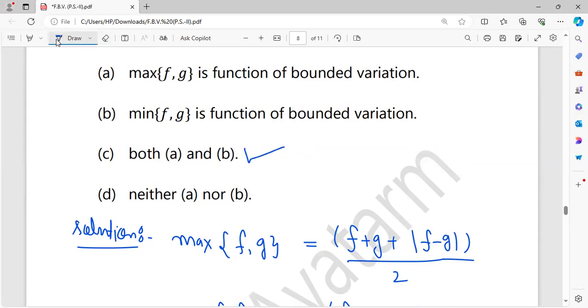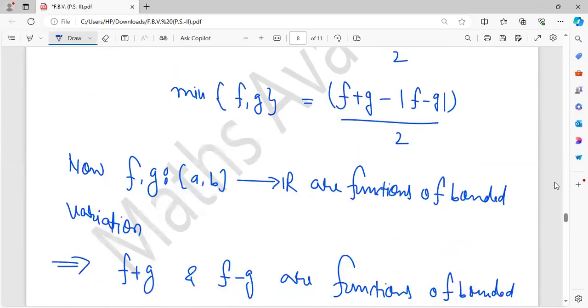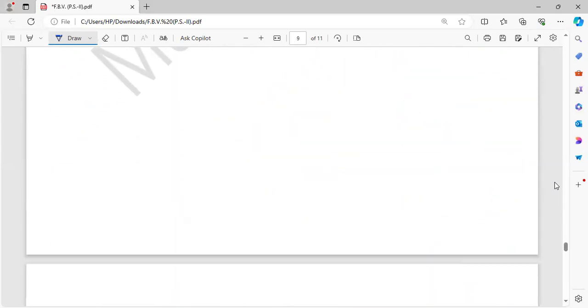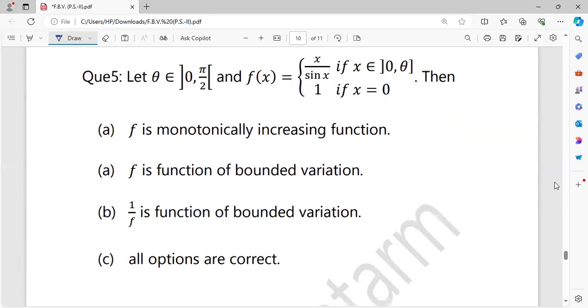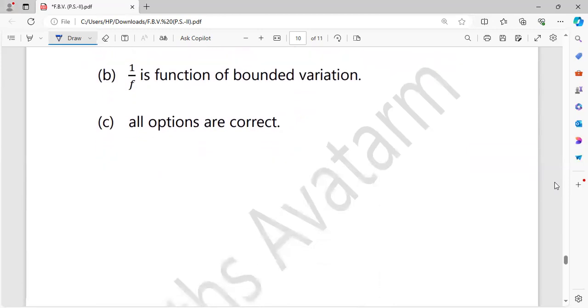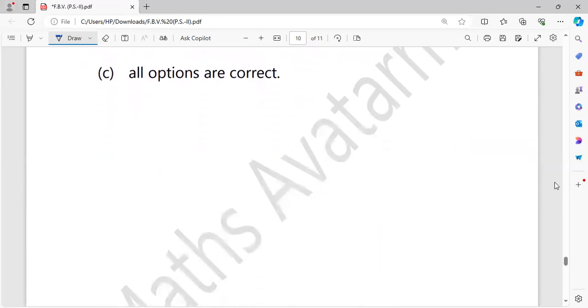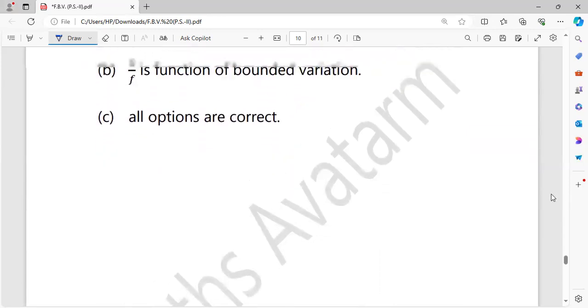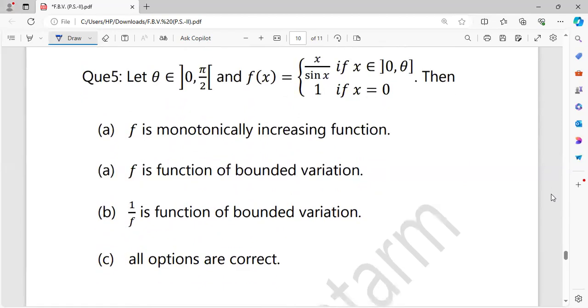Now move to the last question of this session. If theta is between 0 and pi by 2, then f(x) is equal to x upon sin x if x belongs to (0, theta], and 1 if x is equal to 0. So option 1: given that f is monotonically increasing, f is a function of bounded variation, 1 upon f is a function of bounded variation. All options are correct.